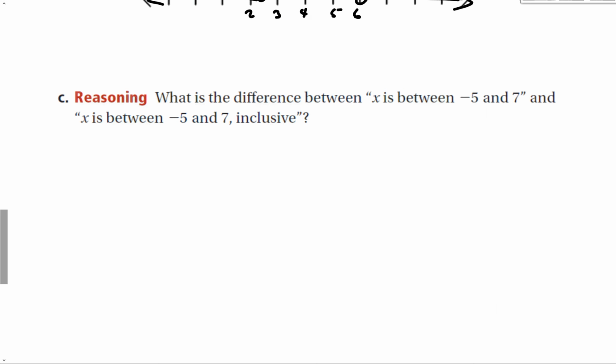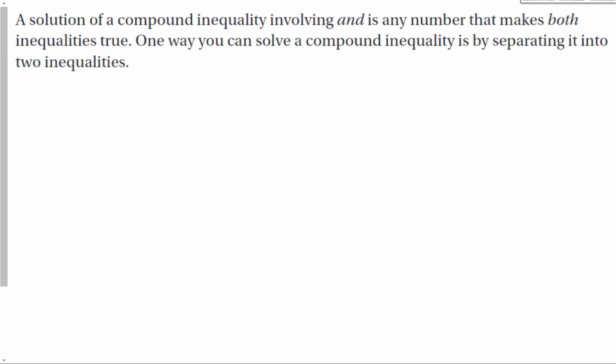Part C says, what is the difference between x is in between -5 and 7 and x is in between -5 and 7 inclusive? Well, the difference with this word inclusive is whether or not you use a less than or less than or equal to. So the first one here is going to be -5 is less than x is less than 7. Inclusive would mean -5 is less than or equal to x is less than or equal to 7. Okay, one includes -5 and 7, the other does not.